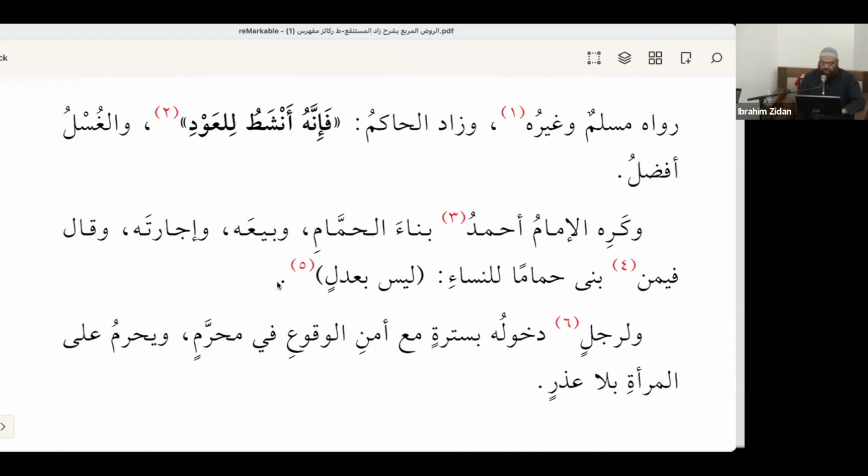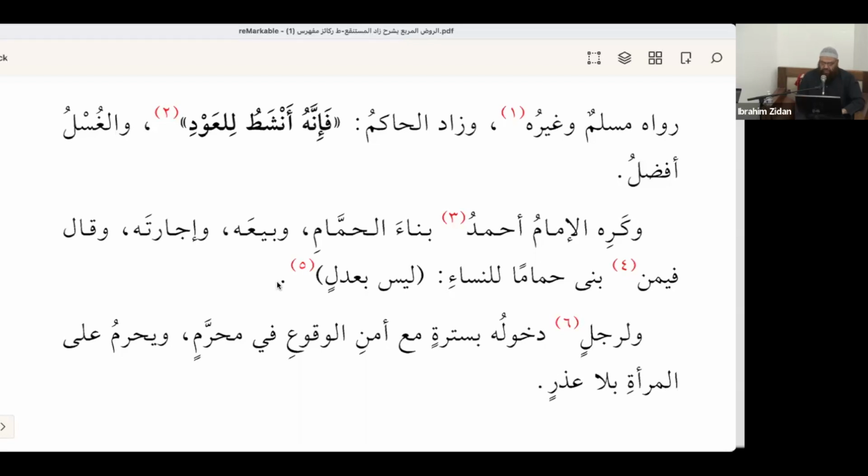He says وكره الإمام أحمد. So all of these are clear. It's sunnah, it's recommended, if a person delays the ghusl, to wash the private part and to make wudu for eating, drinking, and sleeping, and for repeating relations.